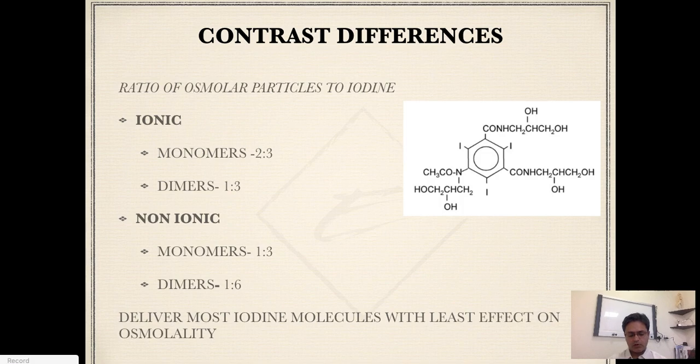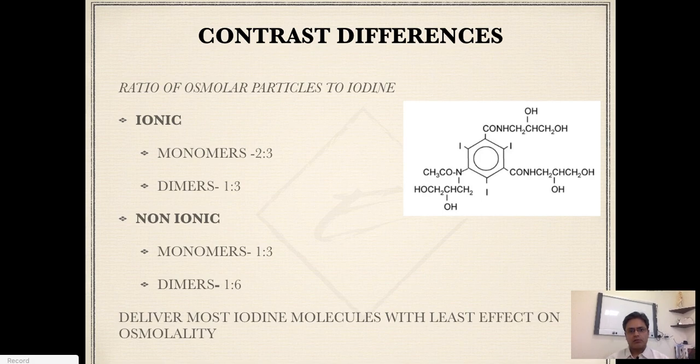So just moving on a little bit, what is important when you're selecting your contrast is the ratio of the osmolar particles to the iodine. So this is what determines how your contrast appears and what osmolality would be there, which is indirectly related to the complications it may cause.